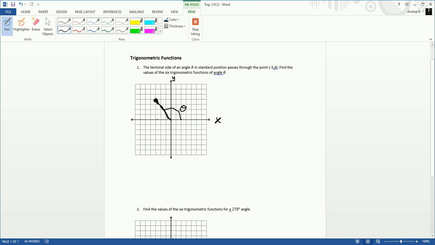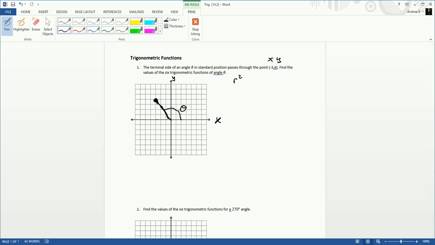So if we're trying to figure out our 6 trigonometric functions, remember that's your sine, cosine, tangent, cosecant, secant, and cotangent. To use those, we're going to need the x and y coordinates along with our value r. So we already have the x coordinate, that's the -3, and we have the y coordinate, which is the 4. We need to figure out our r.